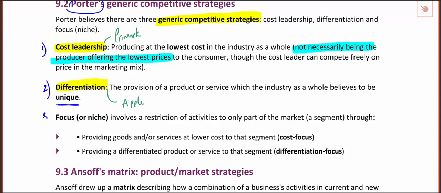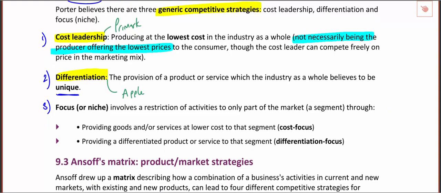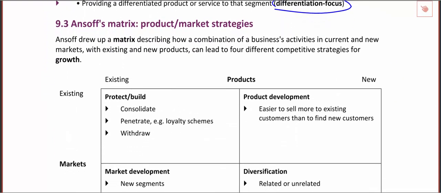Now, the third strategy is actually just a kind of rehash of those 2. And Porter went on to say, well, it is possible to do one of these 2 strategies, so cost leadership or differentiation, but for a particular market segment only. So, for example, for over 50s, or for a particular area or geographical region. So again, you can focus on being low cost, or you can focus on being different and unique, but only for that one segment. So those are the 3 generic strategies.